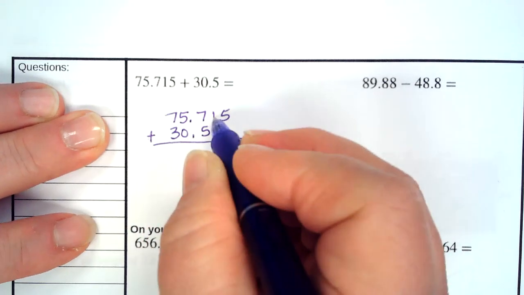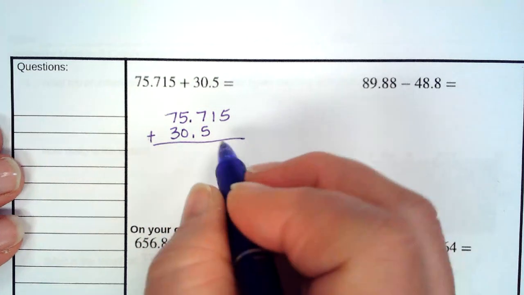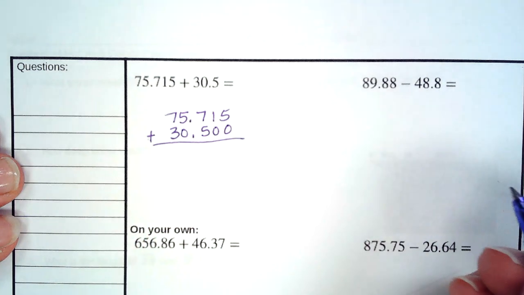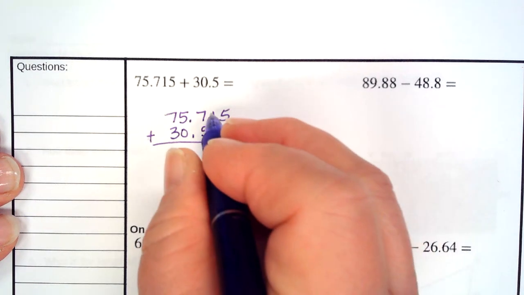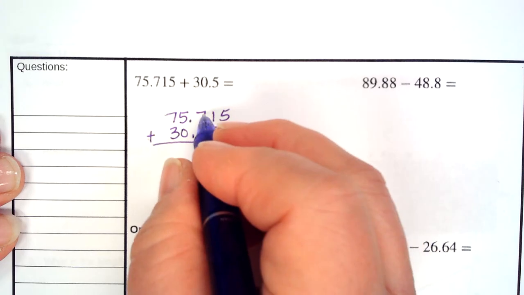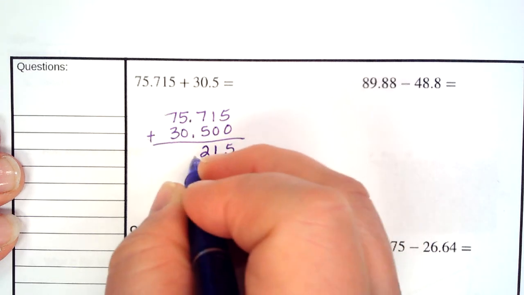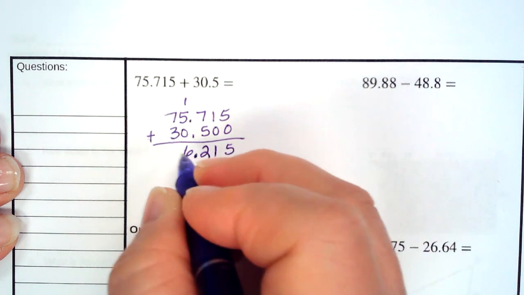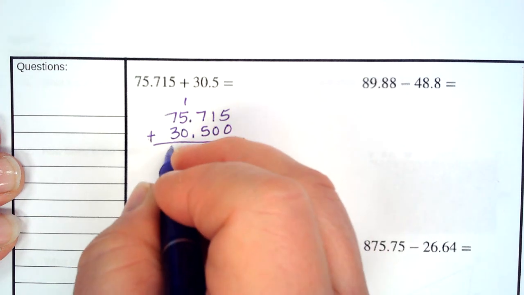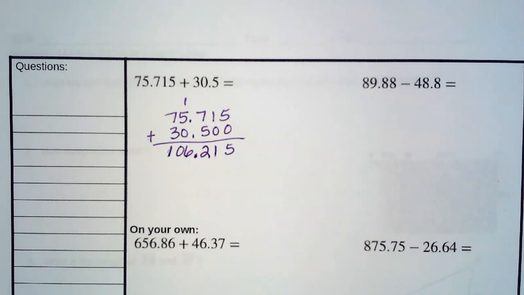30.5. Okay, I've got two columns with nothing underneath, so I can put 0 as a placeholder. 5 plus 0 is 5. 1 plus 0 is 1. 7 plus 5 is 12. I put the 2 down. I carry the 1. 1 plus 5 is 6. 7 plus 3 is 10. So the answer is 106.215. 106 and 210 thousandths.